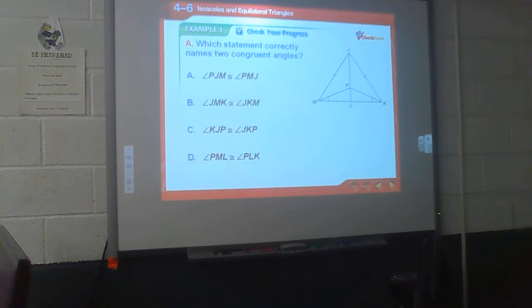You think D? Is this the right three? It's the right three letters, but is it the right sequence? Because if they say PLK, I'm talking about this angle right here, right? So that's not true.